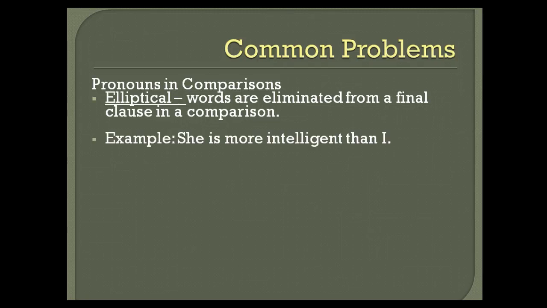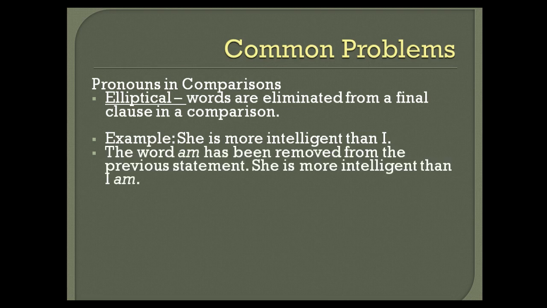How does it look? She is more intelligent than I. Again, we don't use I at the end of a sentence just because I sounds better, more intelligent, more formal. The question really is, she's more intelligent than I what? Well, the word am has been removed. She is more intelligent than I am.